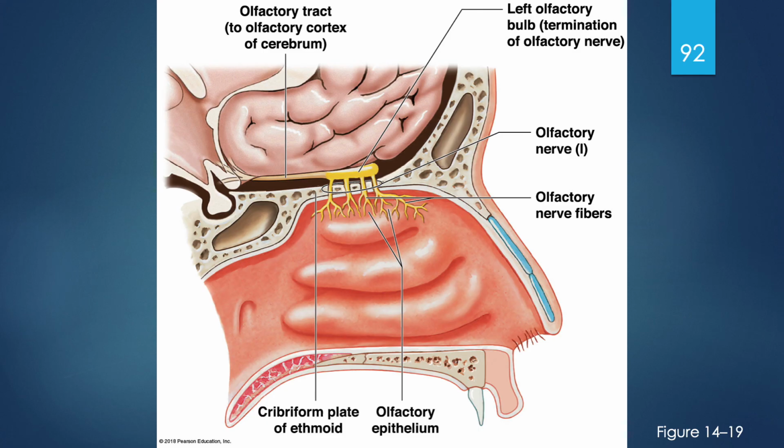Figure 14-19 here will show you what we're looking at when we discuss the olfactory nerves. So you can see the yellow structures in the very center of the image. You can see those thin thread-like structures extending down, and those are olfactory nerve fibers that are responsible for sensing smell. They're going to pass that information up through the bony tissue, up through that cribriform plate of the ethmoid sinus, into the left olfactory bulb, which is the end or termination of the olfactory nerve, which then will send information through the olfactory tract to the olfactory cortex in the cerebrum.